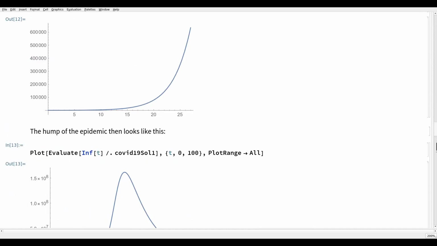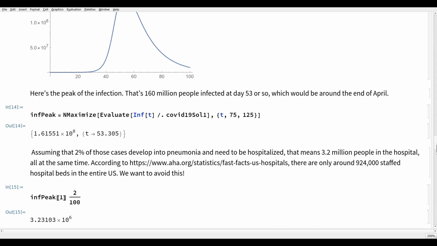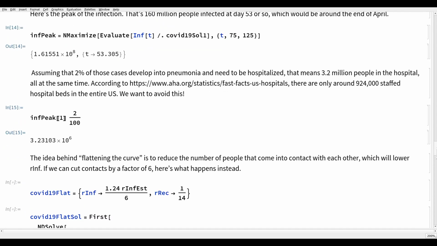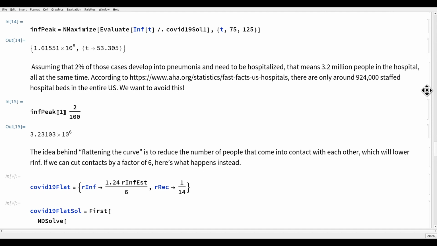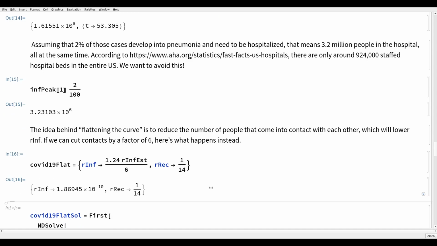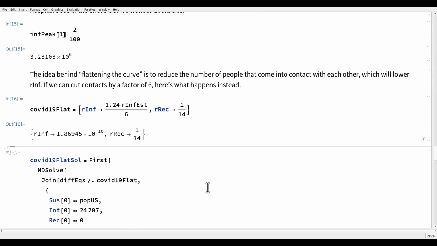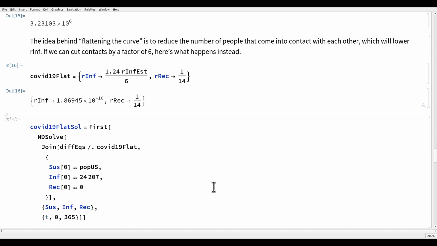So after doing some experimenting, here's something very hopeful. Suppose that we can cut contacts by a factor of 6, so that each individual only has 1/6 as many contacts as in an unregulated society. That decreases rInf by a factor of 6, and I can run the same thing. At this point, let me go ahead and update this number.